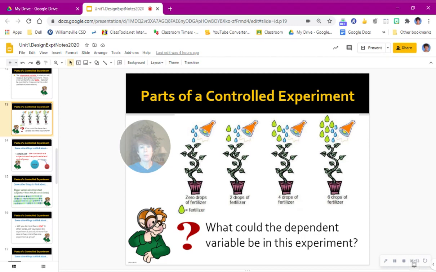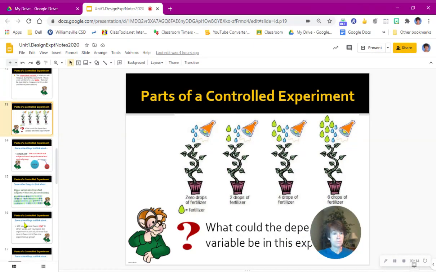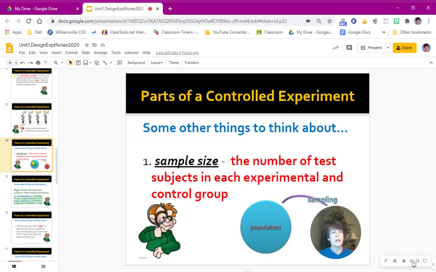So what could the dependent variable be in this experiment? Okay. So in this experiment, we might want to have the height of the plant be the outcome that we're measuring. Maybe it's the size of the fruit that is being produced by that plant. Maybe it's the number of leaves that grow on that plant. That's something that we could measure, the dependent variable. Okay.